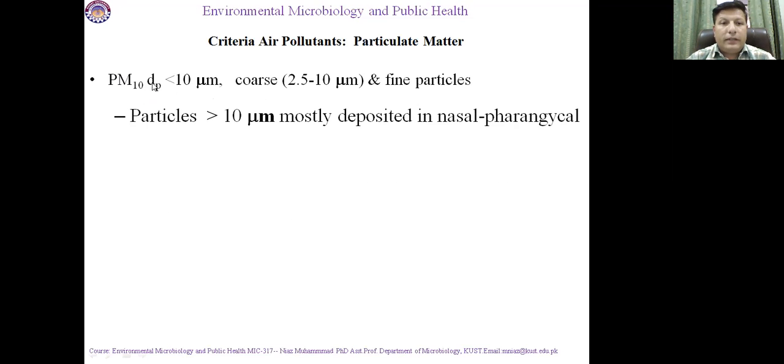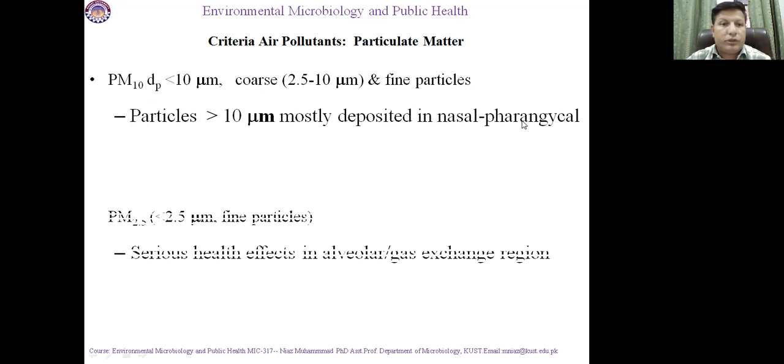Particulate matter 10 is 10 micrometer coarse, and 2.5 to 10 micrometer are fine particles. These particles are mostly deposited in the nasopharyngeal region of the respiratory system, while particulate matter 2.5 fine particles cause serious health effects in the alveolar gas exchange region. Why? Here we will explain a little bit more. Because these fine particles diffuse into blood and are carried through blood into different regions of the body.